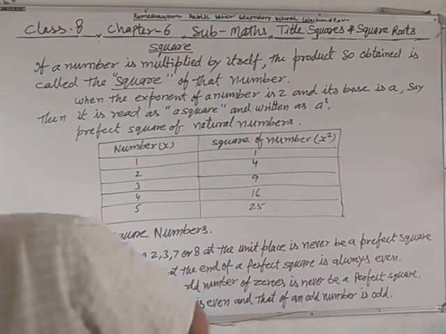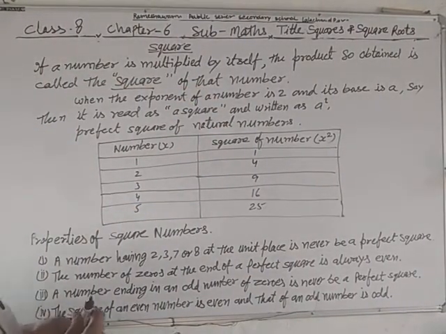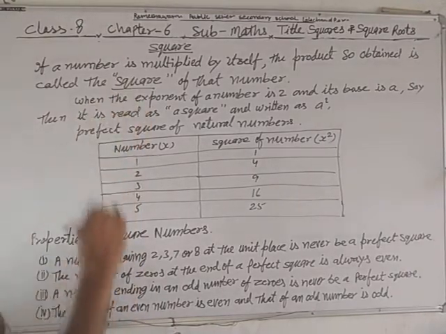This is chapter number 6, Square and Square Root. Square. What is the square?